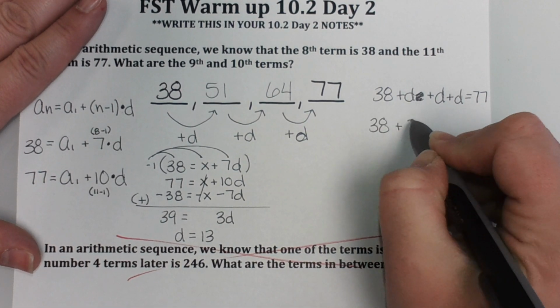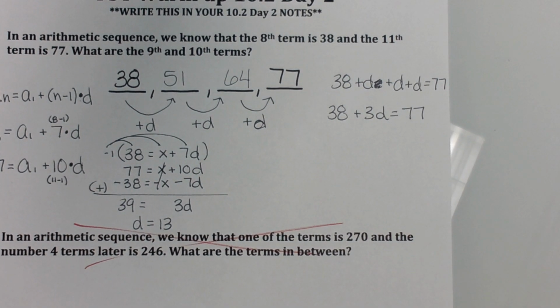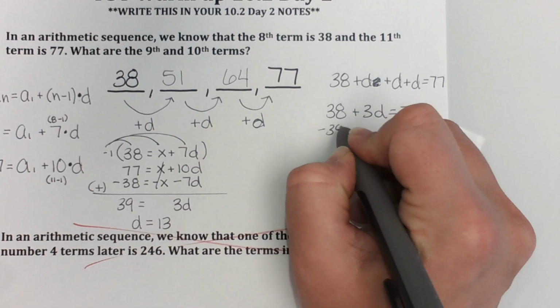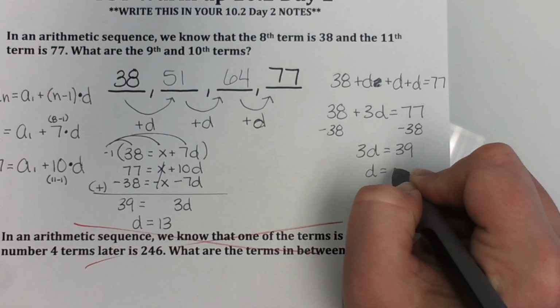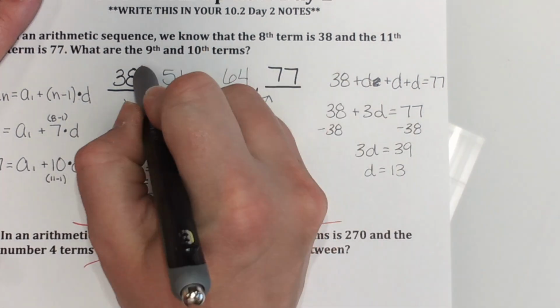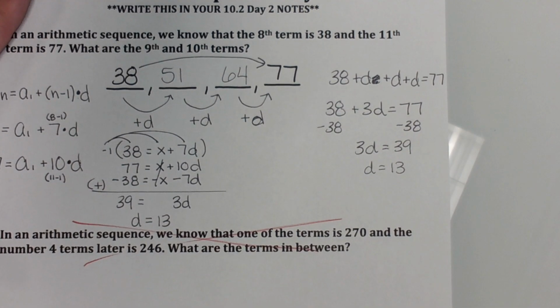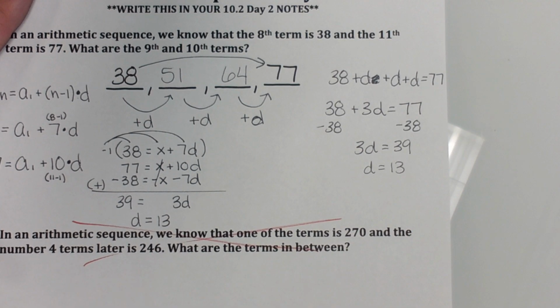Now, I highly doubt she did it this formally. I wouldn't expect as much. But essentially, you can say that this is true. Minus 38, 3d equals 39, d is 13 again. Essentially, the less formal version of what she actually did is saying adding d 3 times was equivalent to going from 38 to 77. To go from 38 to 77, you had to add 39. That 39 is split amongst 3. 39 divided by 3, 13.